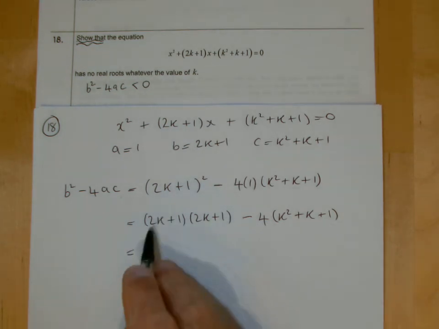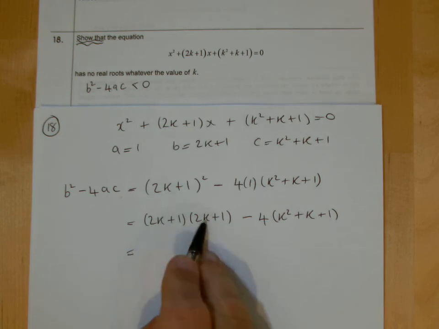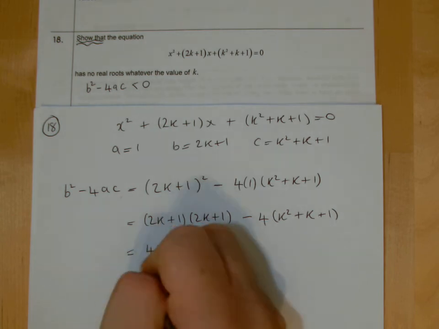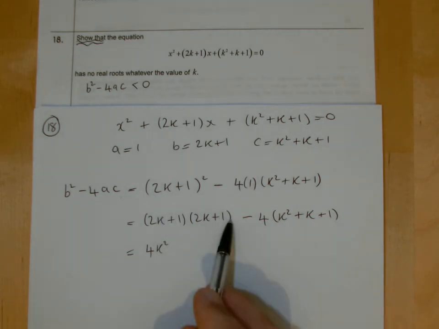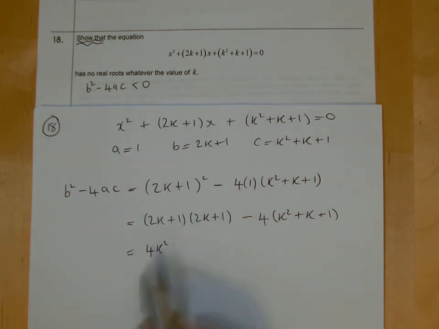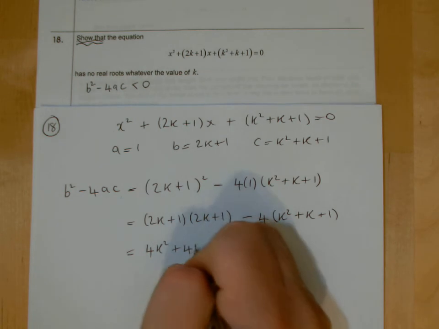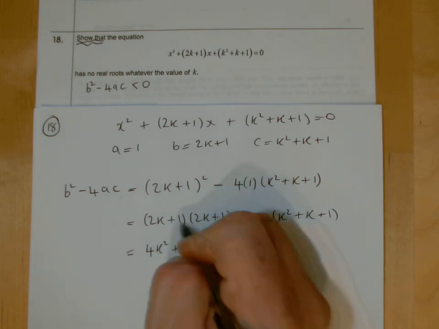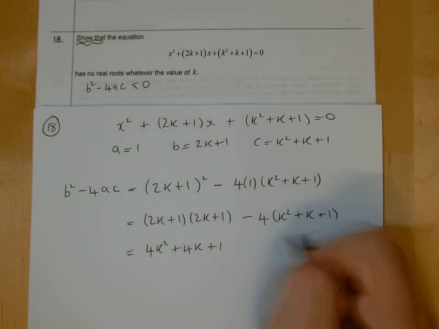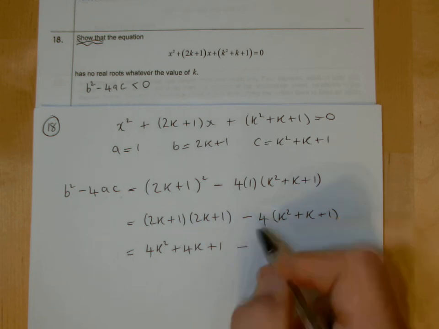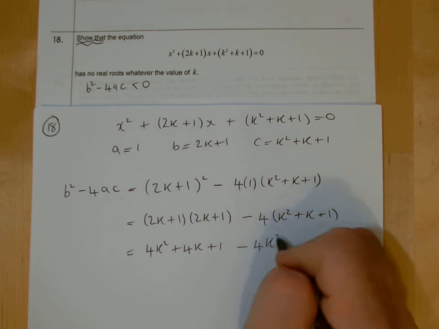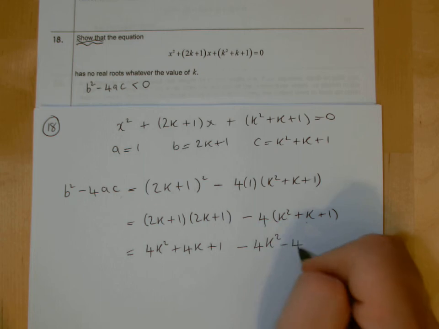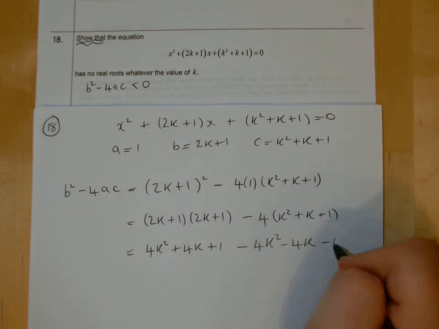So when we expand this here, you do the first, 2k times 2k, plus 2 times 2 is 4. k times k is k squared. Outers will be 2k times 1 is 2k, and the inners will also be 2k, so that makes 4k. And then last then is 1 times 1 is 1. In the second bracket here, single bracket, you times through by 4. Well, actually times through by minus 4, don't you? So be careful there. Minus 4 times k squared is minus 4k squared. Minus 4 times k is minus 4k. Minus 4 times 1 is minus 4.